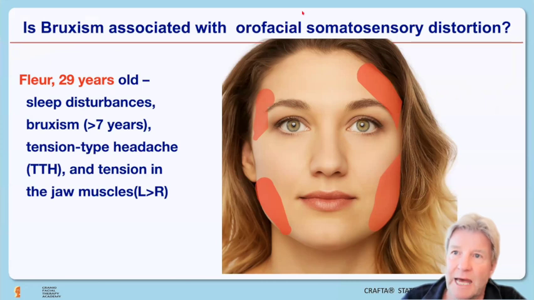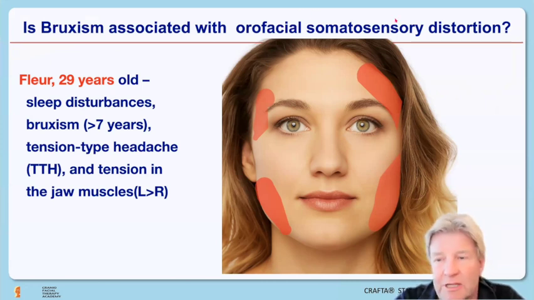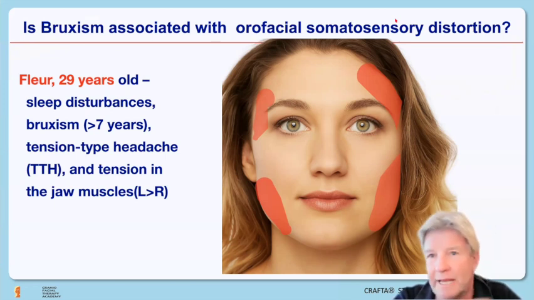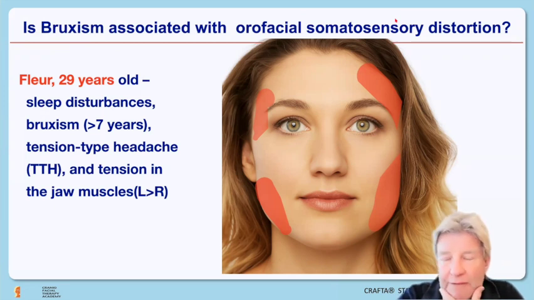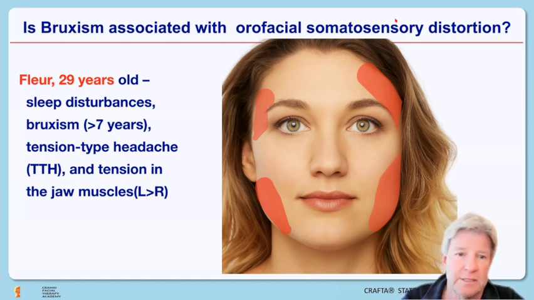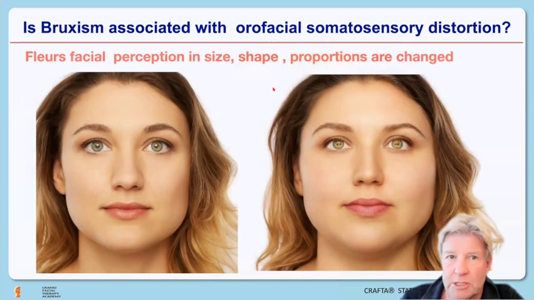Okay, can it be associated? For the last 4 or 5 years, we have also looked at somatosensory distortion. To explain what it is, I have here the patient Fleur. She was a real patient of mine, but I altered her a little with AI. She is 20 years old, with sleeping disturbance for more than 7 years. She has a bilateral tension headache, and she had jaw muscle tension, more on the left than on the right. She said, when I analyze it, my perception is that the size, shape, and proportion of my face has changed.